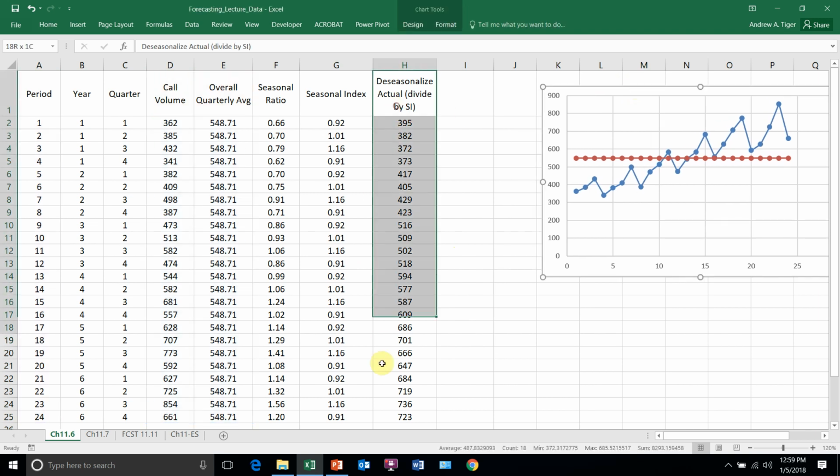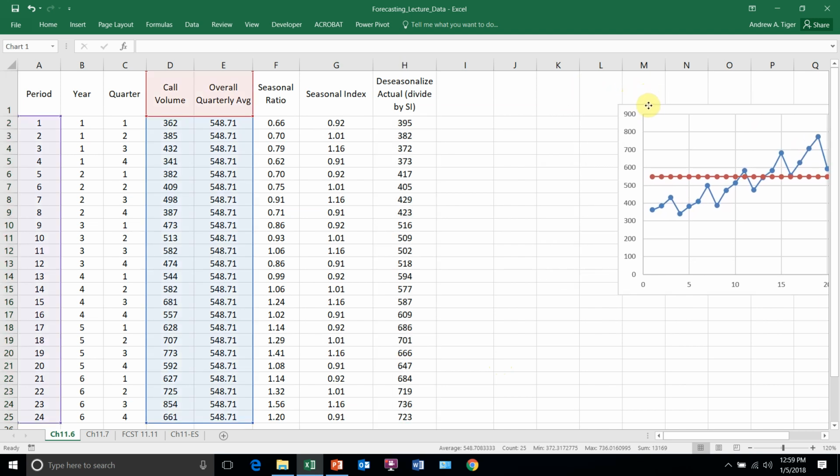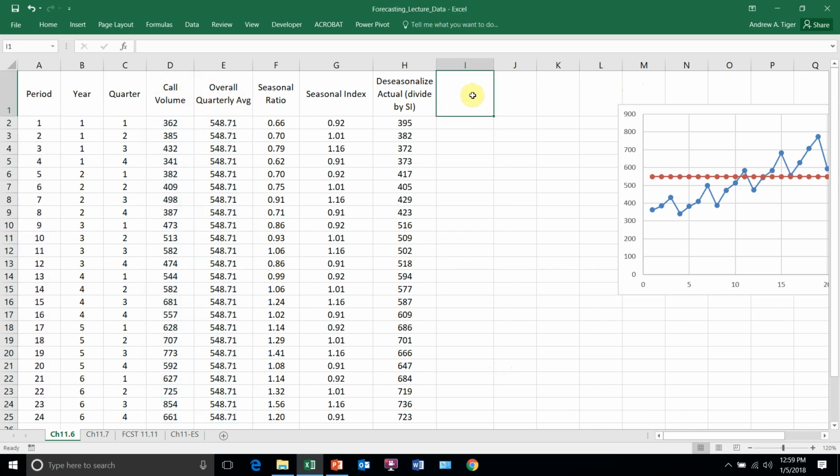Now that we've got deseasonalized data, we can use another forecasting method. We could use trend, exponential smoothing, double smoothing, whatever we want to. All I'm going to do is a very simple trend. So I'm going to use a trend forecast. I'm going to calculate the slope and the intercept of the deseasonalized data.